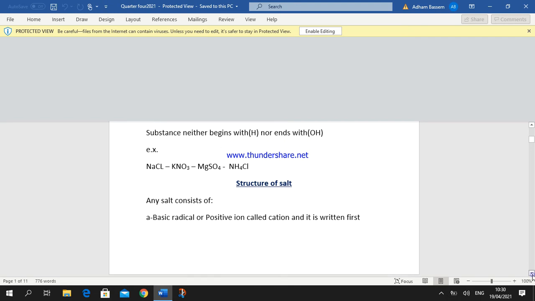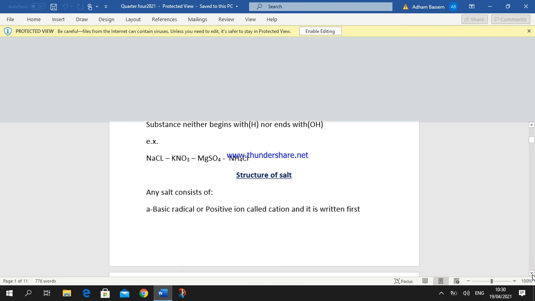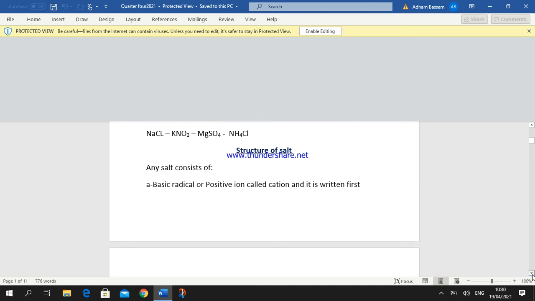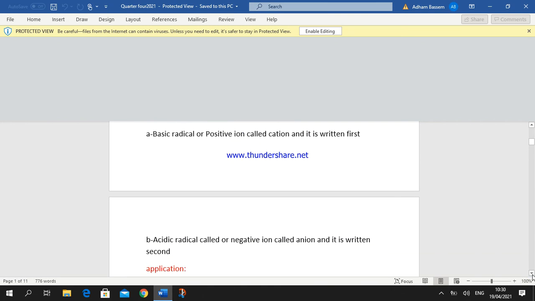We note that any salt consists of two main parts. The basic radical, which is the positive ion or cation, is written first in the chemical formula of the salt. The second part of the salt is the acidic radical, which is the negative ion or anion, and it is written second.